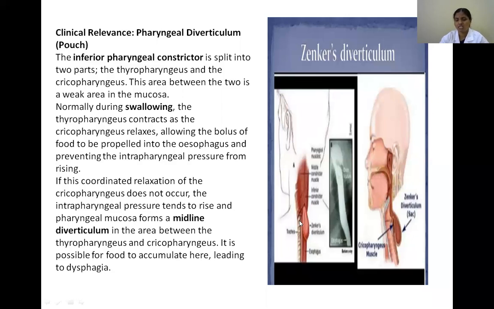There is one more cause for this: neuromuscular incoordination. If there is any neuromuscular incoordination, the thyropharyngeus contracts as well as the cricopharyngeus contracts, so intrapharyngeal pressure rises. Thereby this diverticulum forms, which is known as Zenker's diverticulum. And this Zenker's diverticulum may grow down and compress the esophagus, leading to a condition called dysphagia, meaning difficulty in swallowing.